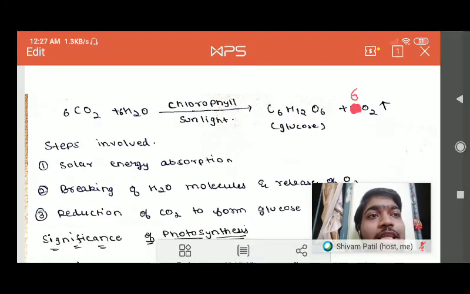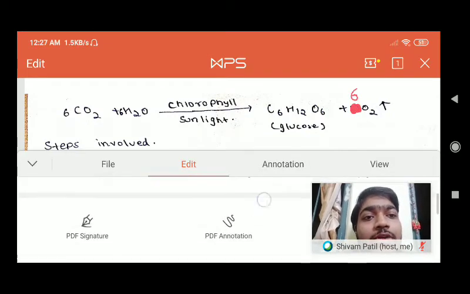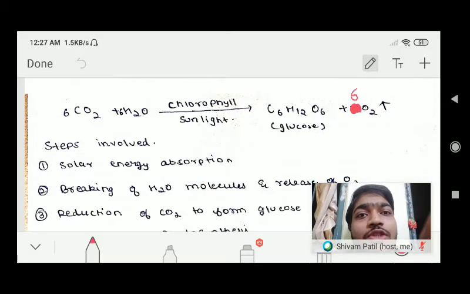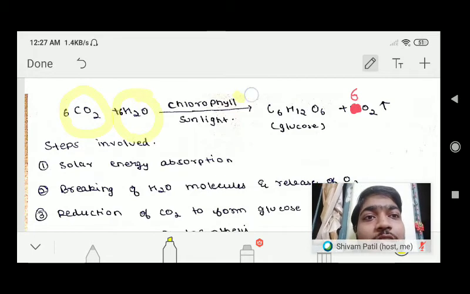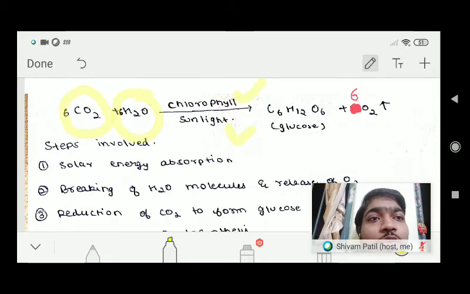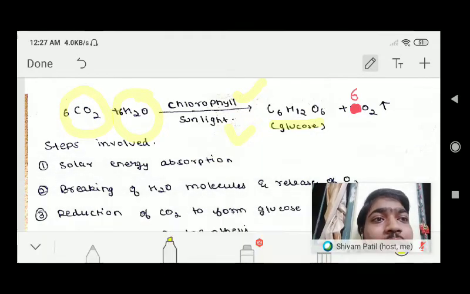So in this process 6 molecules of CO2 combines with 6 molecules of water in the presence of chlorophyll, sunlight, to form C6H12O6. C6H12O6 is the formula for the glucose, and 6 molecules of oxygen are released.